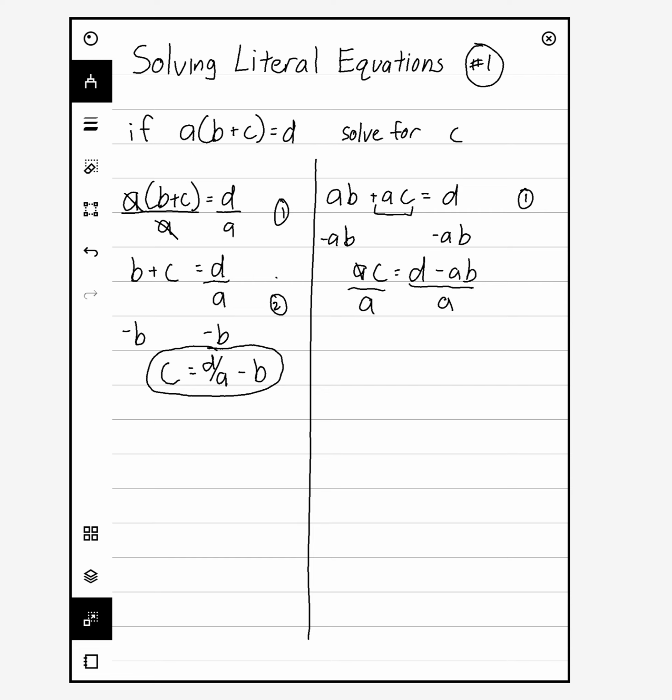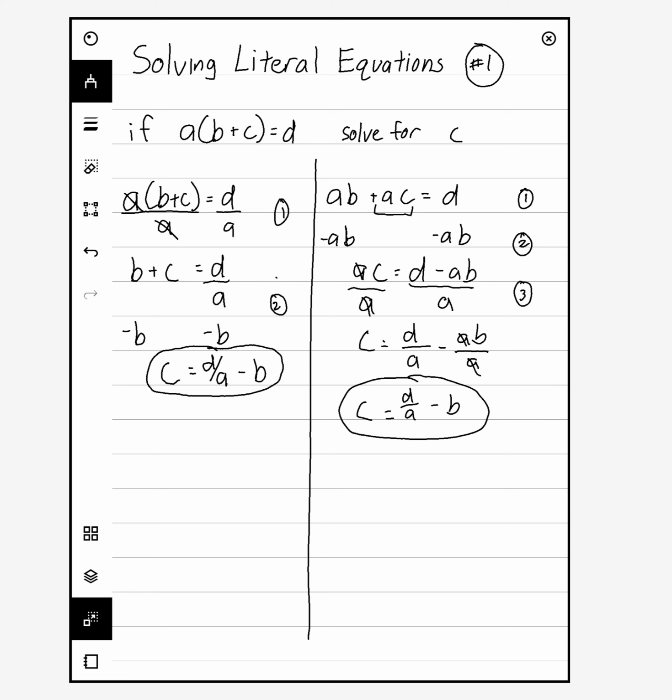Okay, so these cancel out, and you get C is equal to D over A minus AB over A. Okay, and then we can cancel out these A's. So what we're left with is C is equal to D over A minus B. Okay, and look, we have the same answer. Let's see how many steps it took us to do this one. So we had 1, we then subtracted the AB, 2, we then divided it by A. Okay, so this one took us 3 steps, whereas this one took us 2 steps.